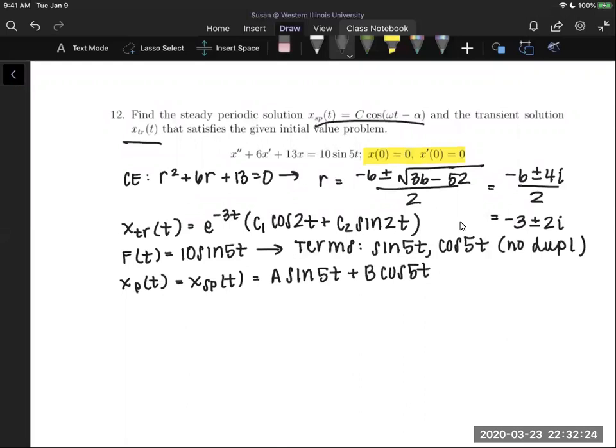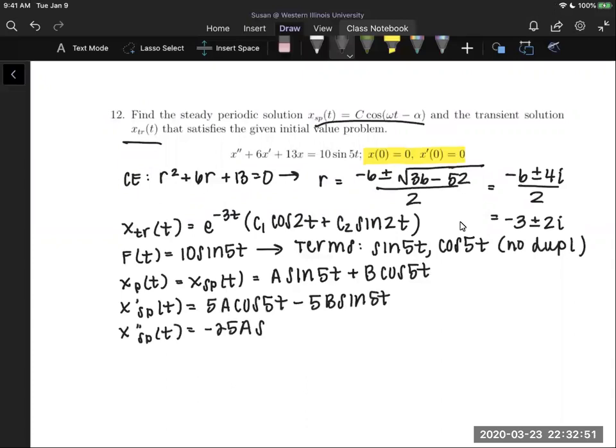All right. So now we want to move forward with solving for those coefficients. Let me find my first and second derivatives. So the first derivative here is 5a cosine 5t minus 5b sine 5t. The second derivative is a -25a sine 5t minus 25b cosine 5t.